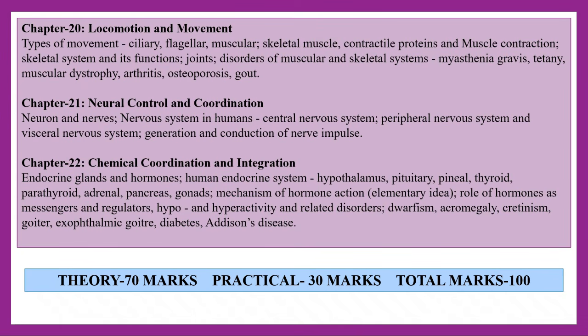Chapter 21. Neural Control and Coordination. This chapter deals with the nervous system, including the structure and function of neurons, the transmission of nerve impulses, and the CNS, which is your central nervous system.